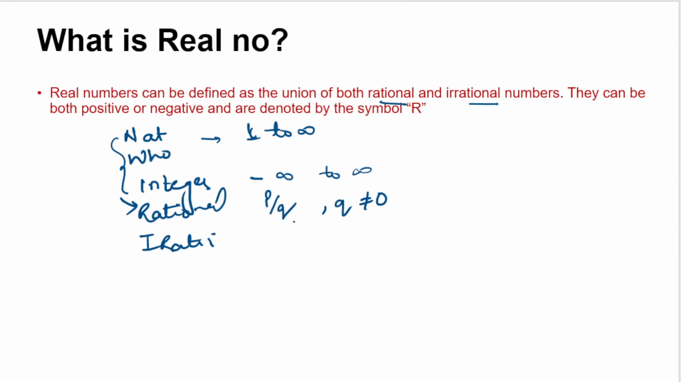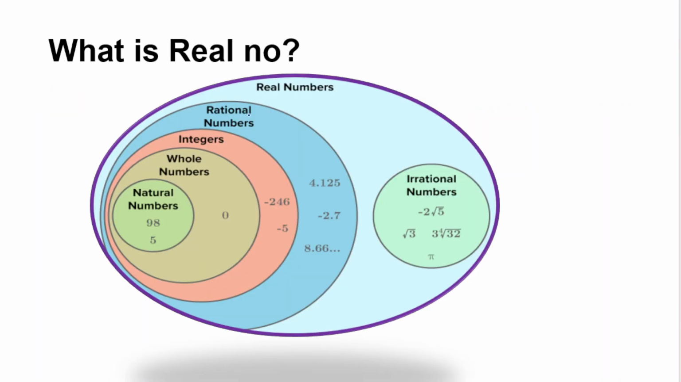But irrational numbers are those numbers which cannot be represented in the form of p by q, where q is not equal to 0. Like we have root 2, root 3, pi. All these are examples of irrational numbers. This can be represented by the Venn diagram, where you can see that the real numbers are a combination of rational numbers and irrational numbers. A rational number is the combination of natural numbers, whole numbers, and integers.